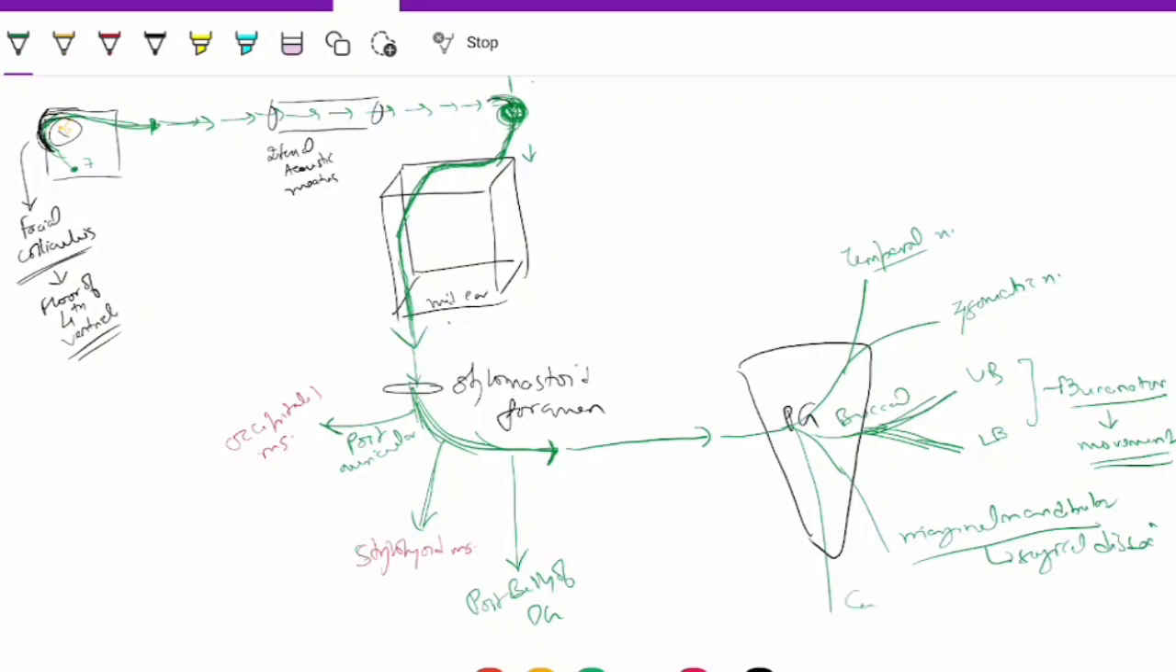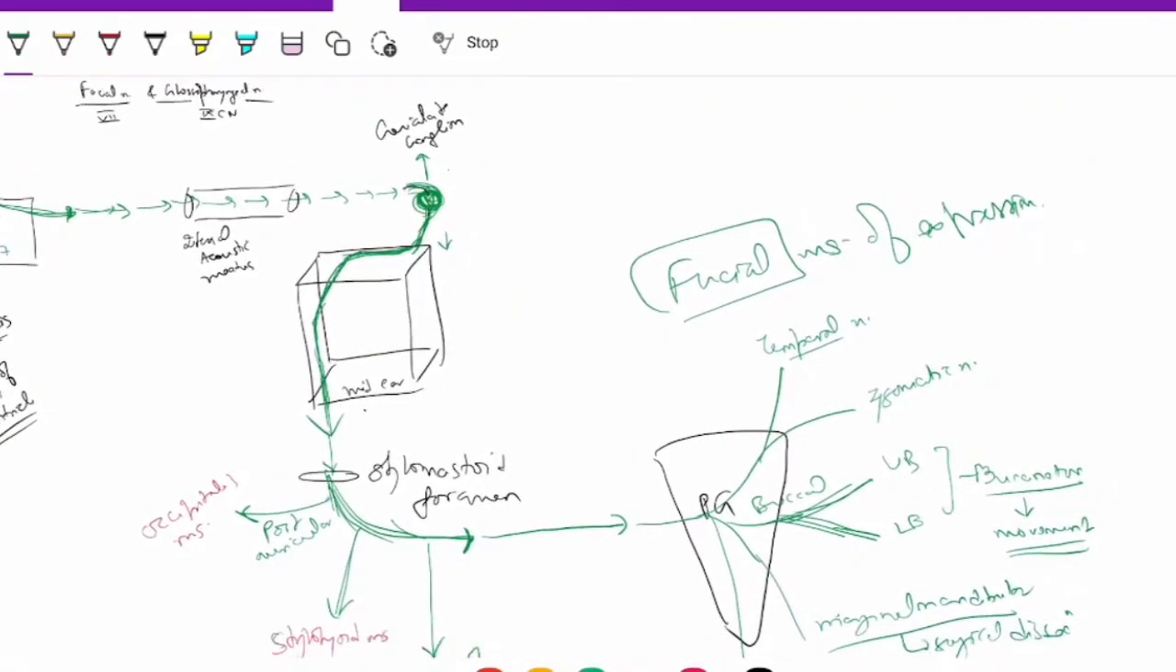And lastly, there is a cervical nerve, which supplies your platysma muscle. And these branches supply the facial muscles of expression. So this much we are very much clear, right? Now there are some branches that I've left out. We'll cover them right now.